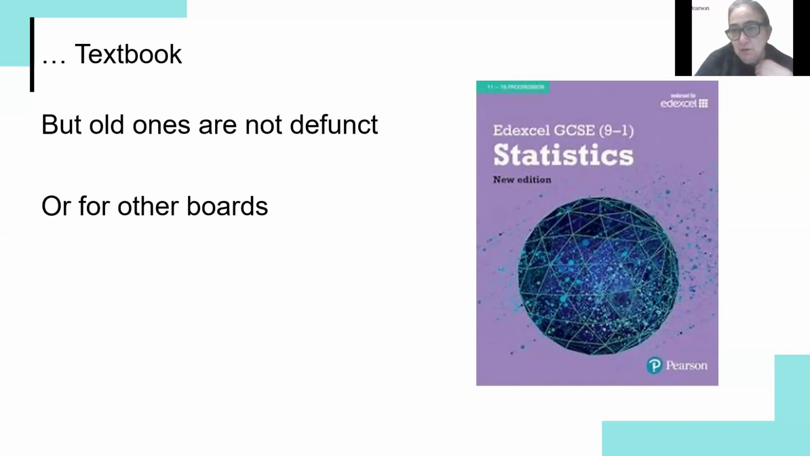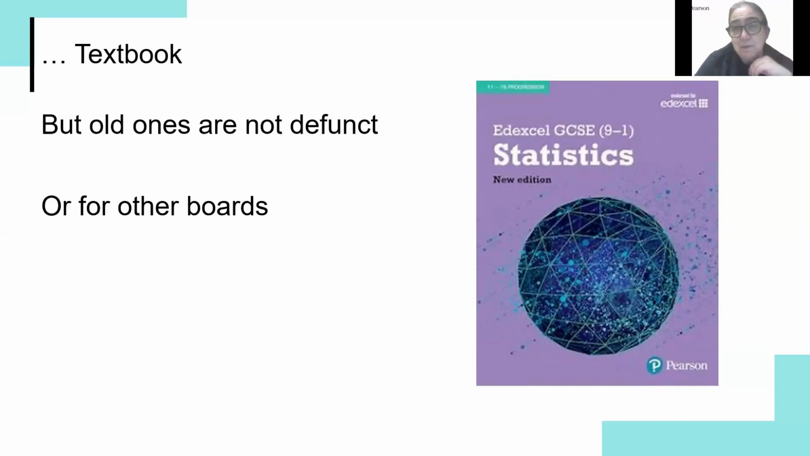Go rooting around. Your maths departments have got cupboards full of textbooks, and there's always somebody that's been there for 27 years that has never cleared them out. And no, you can't throw away that Bostock and Chandler A-level textbook. Or, no, you can't throw away that Blue Rainer.